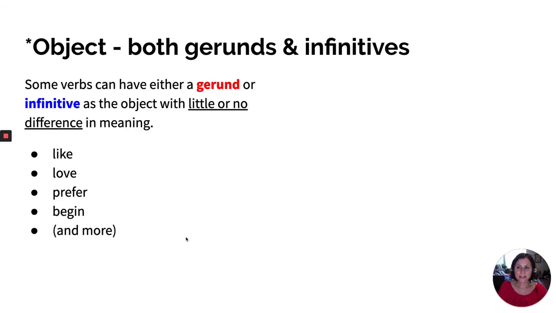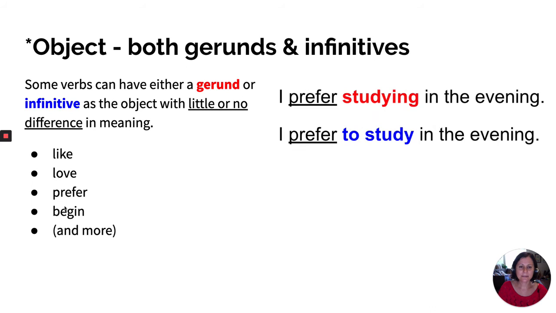On the other hand, there are some verbs that can take both gerunds and infinitives as the object, and there's little to no difference in meaning. These are verbs like love, prefer, begin, and more. Examples: I prefer studying in the evening. I prefer to study in the evening. Both are correct and they have very little difference in meaning, so you could do both.